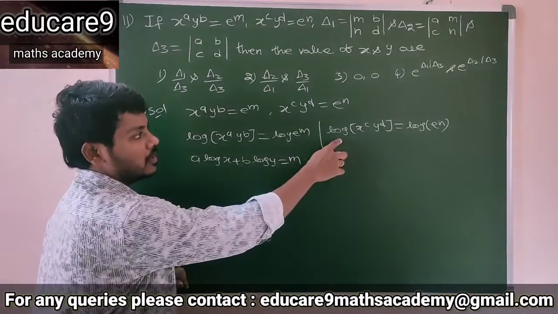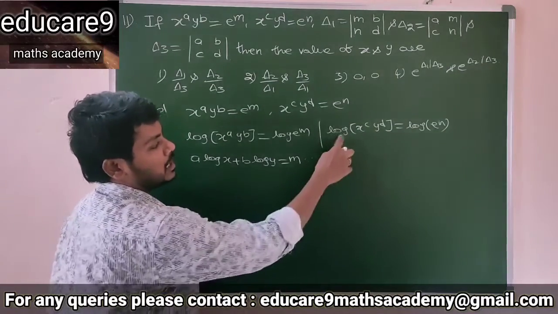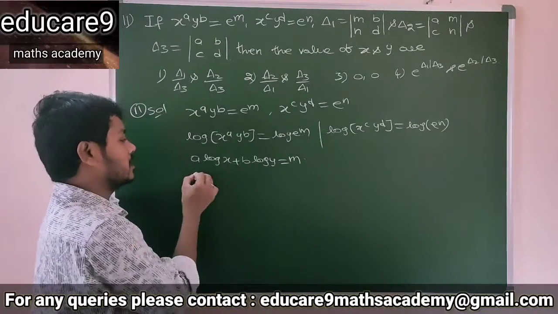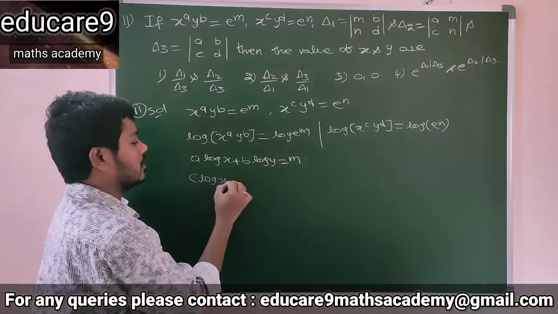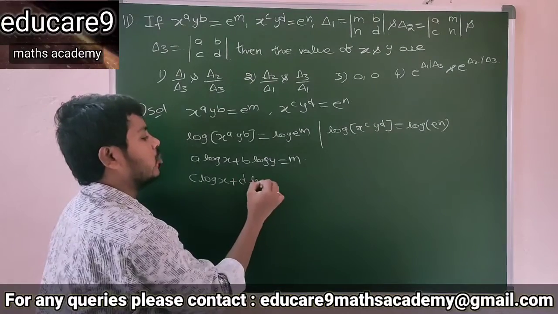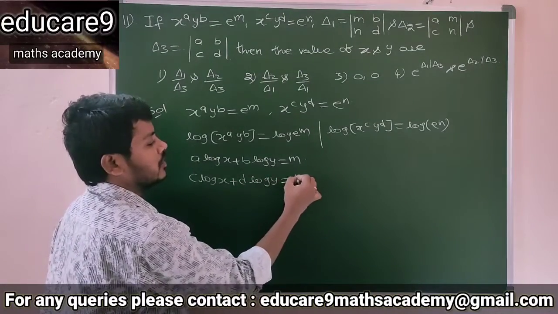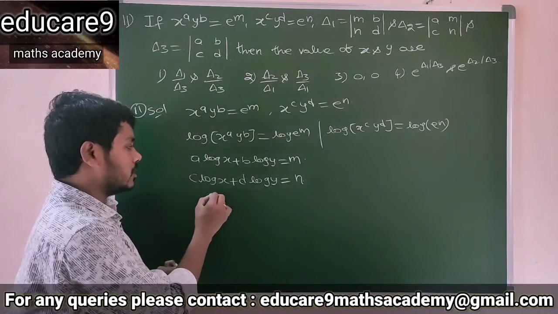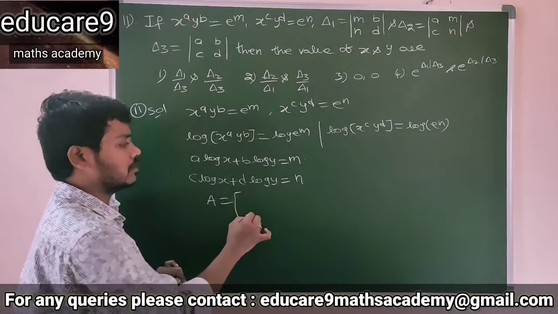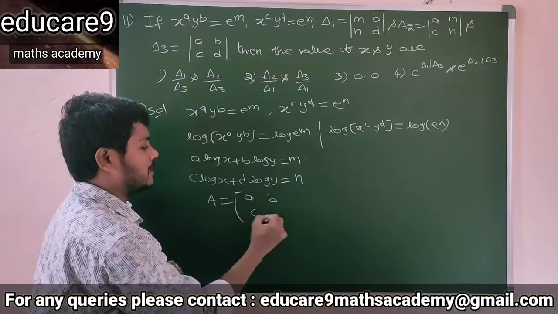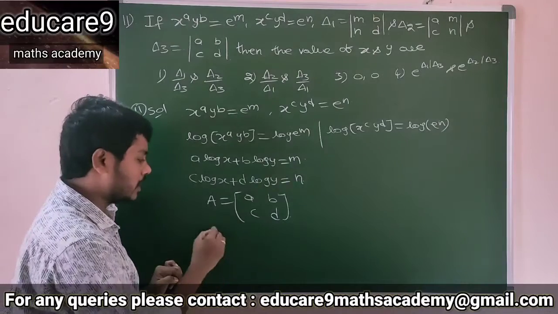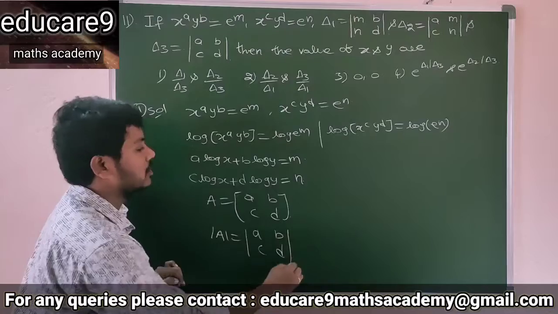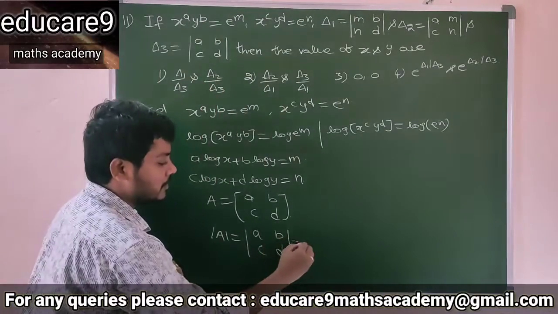And here also the log ab formula, that is log x power c plus log y power d. So log x power c write as c log x plus d log y is equal to n. Now here, what is the A matrix in this part? A, B, C, D. So now find this determinant, that is determinant of A, B, C, D, which is given as delta 3.